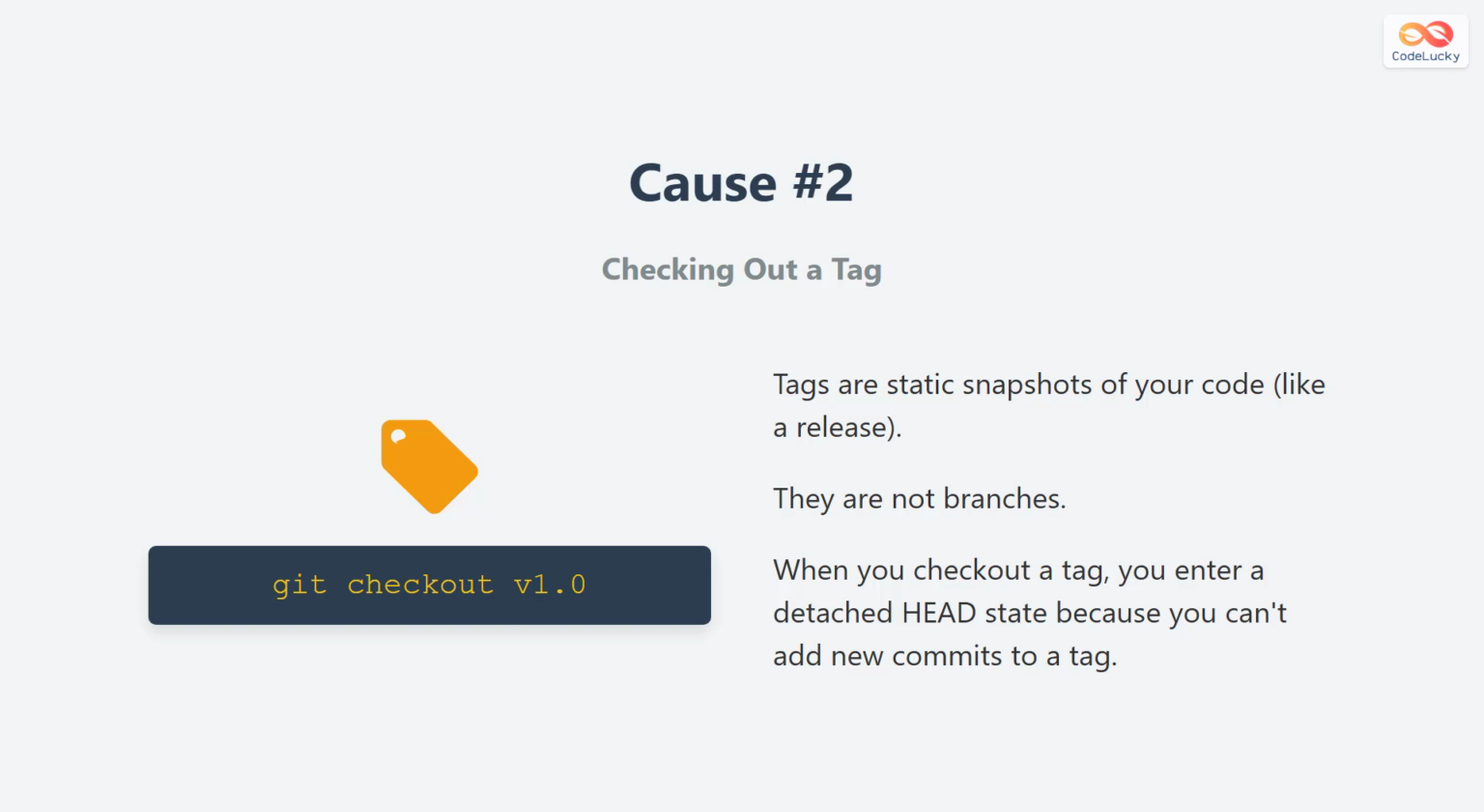Another common cause is checking out a tag, like version 1. Tags are read-only snapshots. Since you cannot add new commits to a tag, Git puts you in a detached head state to prevent you from accidentally modifying a released version.